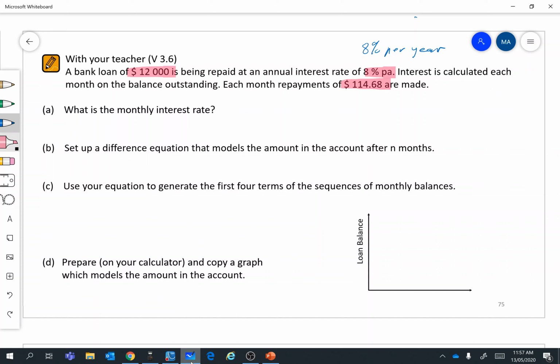Now, we're asked in Part A to find the monthly interest rate. So this is 8% per annum, 8% per year, but the interest is being added each month, not each year. So we need to find out what the interest rate per month is. So we take that 8% and we divide it evenly by the number of months in a year, which of course is 12.